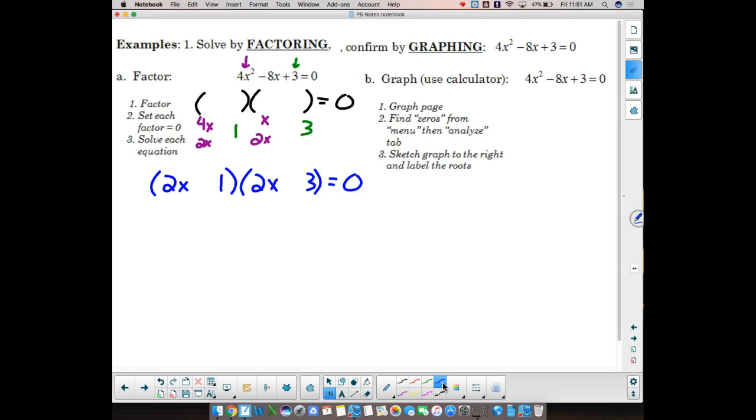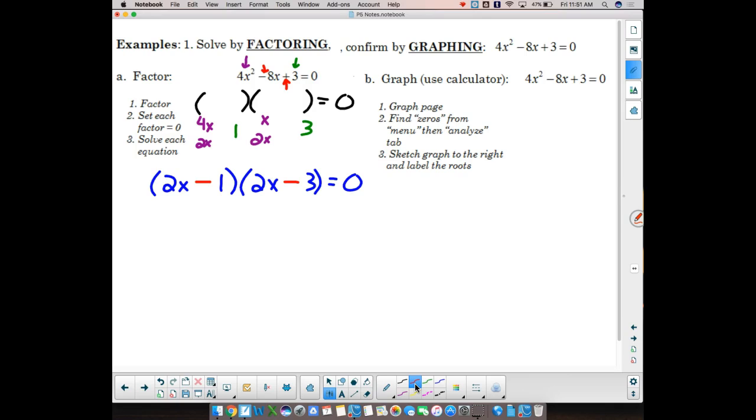Now I take a quick peek back at my first sign. This sign right there tells me that the signs need to be the same, so it's either negative 1 and negative 3 or positive 1 and positive 3. This sign right here then tells me that those are both negative. So if I throw a negative sign in here, maybe I've got it factored.